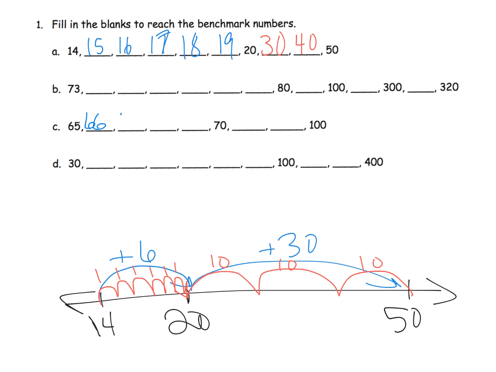So it's 66, 67, 68, 69, and sure enough, there's 70. And now we're going to switch over and count by tens. So it's 80, 90, and 100.